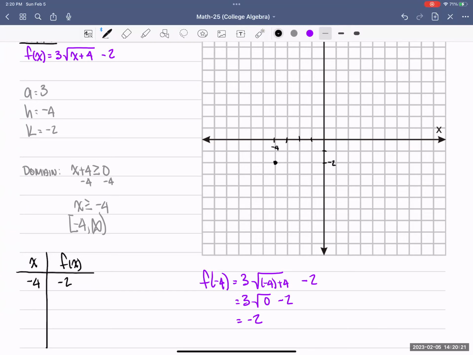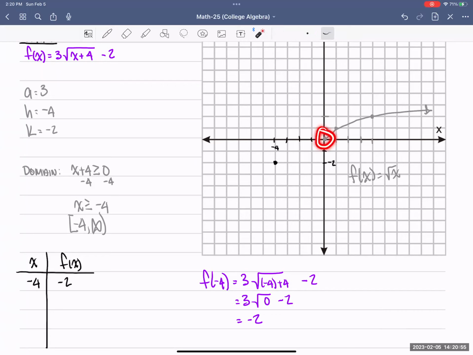And notice that our parent function, not parent function, our toolkit function, f of x is equal to the square root of x. So when we input 0, we get 0. When we input 1, we get 1. When we input 4, because we want nicer numbers, 1, 2, 3, 4, we get 2. And this is going to be our regular function.